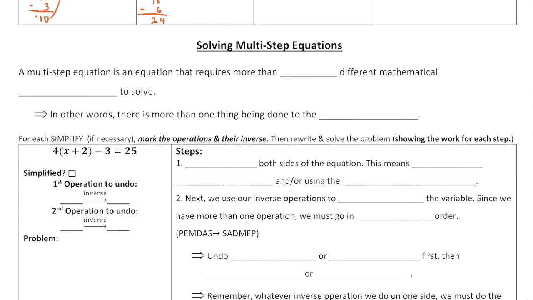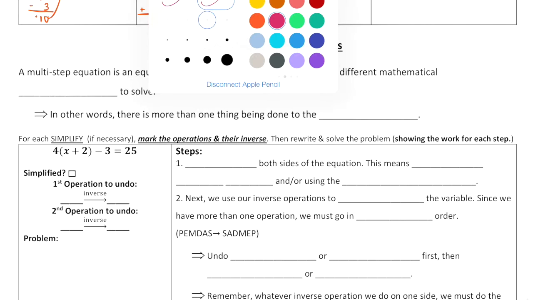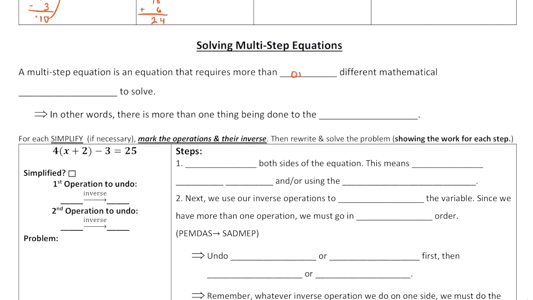Alright, so let's talk about this part over here. Solving multi-step equations. A multi-step equation is an equation that requires more than one different mathematical operation to solve.